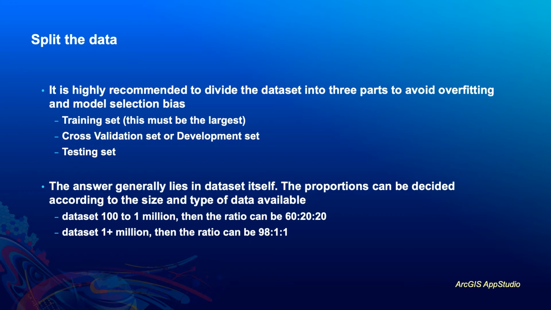A lot of you might have the question in your minds on how to decide on the split. Actually, the answer lies in the dataset itself. The proportions can be decided according to the size and type of data available. For instance, if your dataset is between 100 to 1 million, then the ratio can be 60 by 20 by 20. Or if it's more than 1 million, then the ratio can be 98 by 1 by 1.